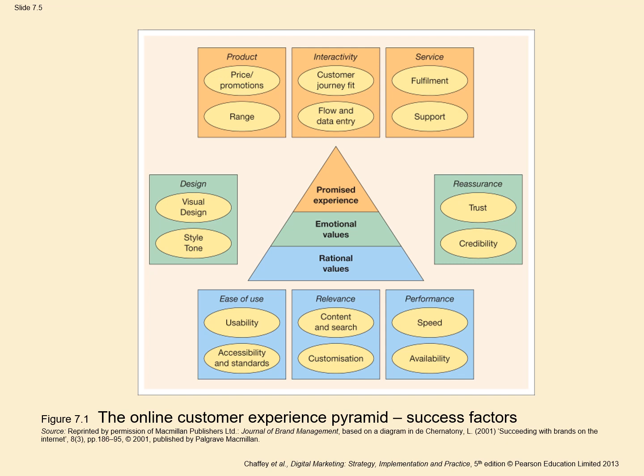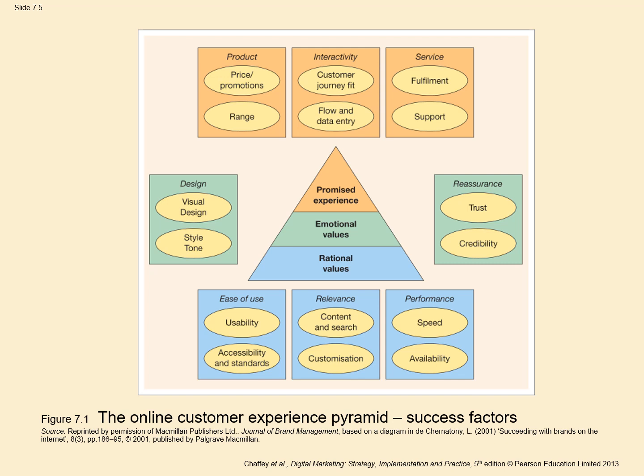Design here is about the visual look of the website and how it delivers the website, which style and which tone the company would like to use to deliver the message. Reassurance means that the company provides a website that creates trust and credibility with the customer. Promise experience, we're talking about product, interactivity, and services. Product means whether the company is able to provide a good price and a good promotion, and whether the variation of the product range is quite high.